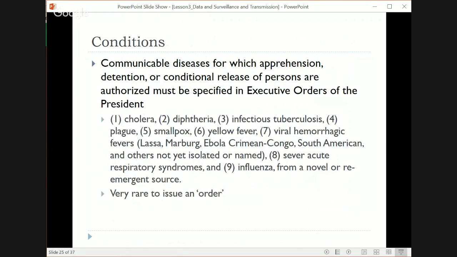There are only some communicable diseases for which apprehension and detention of persons are authorized. And when this happens, it's actually by executive order of the president. The diseases include cholera, diphtheria, infectious tuberculosis, plague, smallpox, yellow fever, viral hemorrhagic fever. That includes things like Ebola, Lassa, and Marburg, and others that have not been isolated or named, SARS and influenza from a novel or reemergent source. And again, it's very, very rare to issue an order.